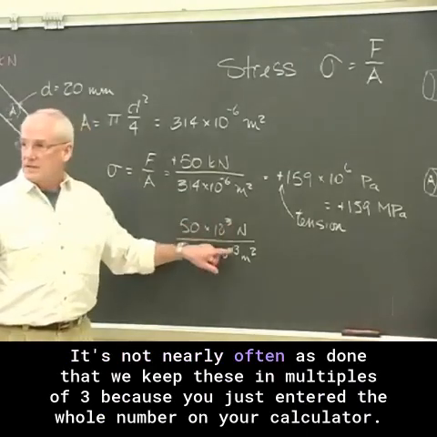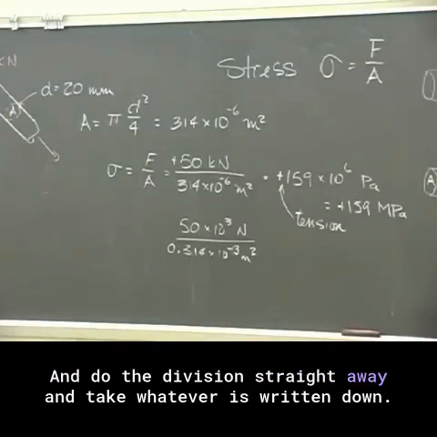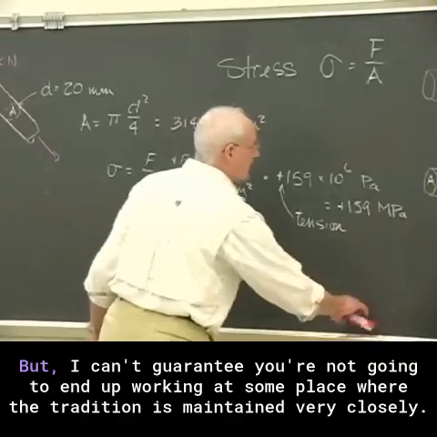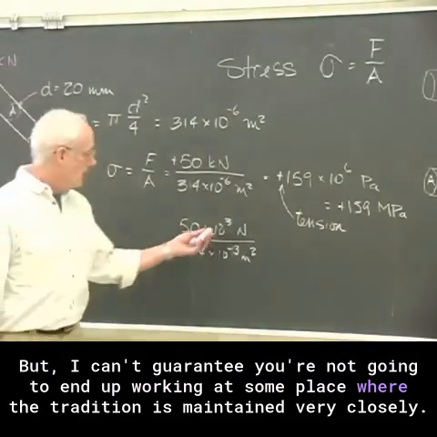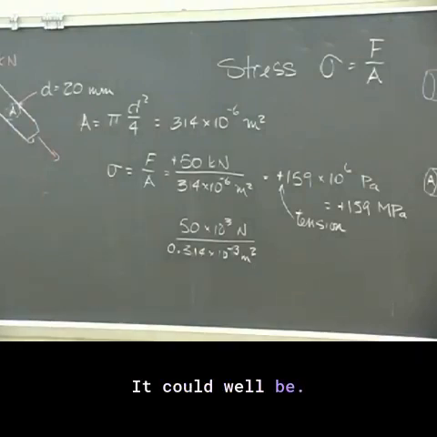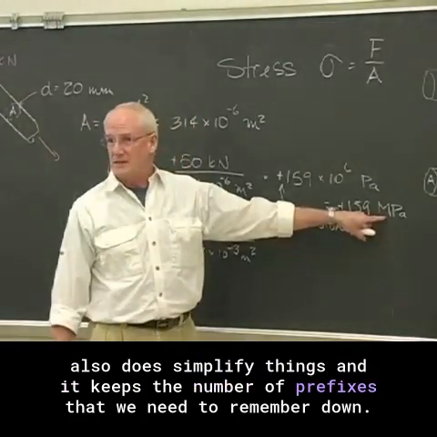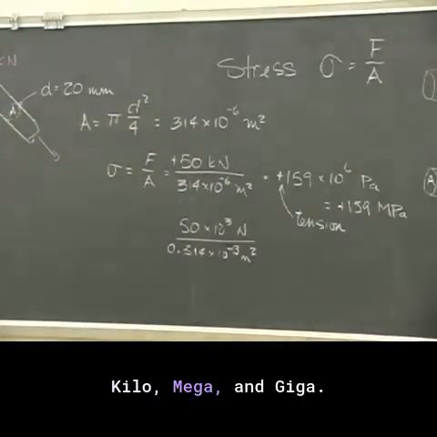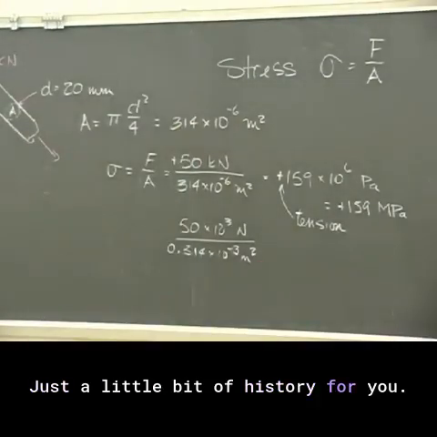It's not a concern anymore. It's not nearly as often done that we keep these in multiples of 3, because you just enter the whole number on your calculator and do the division straight away and take whatever's written down. But I can't guarantee you're not going to end up working at some place where the tradition is maintained very closely. It could well be. It also does simplify things, and it keeps the number of prefixes that we need to remember down. Kilo, mega, and giga are our main ones. We'll use micro a little bit in a step coming up soon.